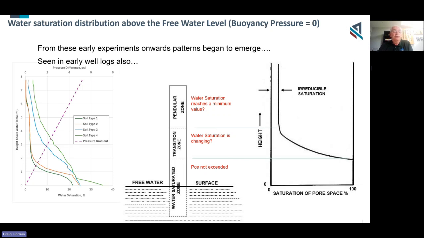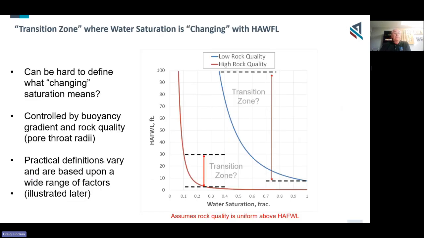And I think at that time, these terms, a transition zone and what we call the irreducible layer, or they call it a pendular zone, were originated. These terms originated then and are used to this day, but they can be quite confusing. So a transition zone is something where the water saturation is changing with height above the free water level. But it can be hard to define what changing actually means. What does it mean? I mean, we look at two different examples here.